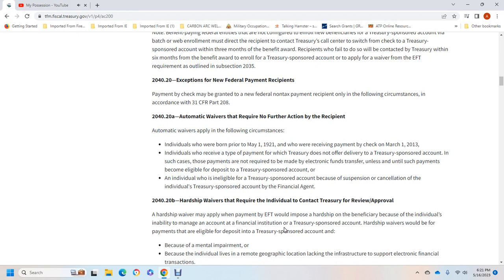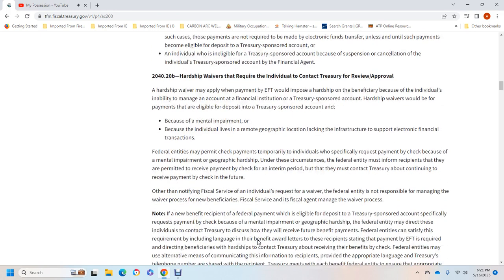Alright, 2040-20B, the hardship waiver. The requirement of the individual to contact the Treasury, review and approve the hardship waiver, may apply for the payment by electronic funds transfer because of the hardship of the beneficiary, because of the individual's inability to manage an account with a financial institution or Treasury sponsored account. A hardship waiver would be for a payment eligible to apply for the Treasury sponsored account because of mental impairment, or because the individual lives in a remote geographical location lacking infrastructure to support electronic financial transactions.